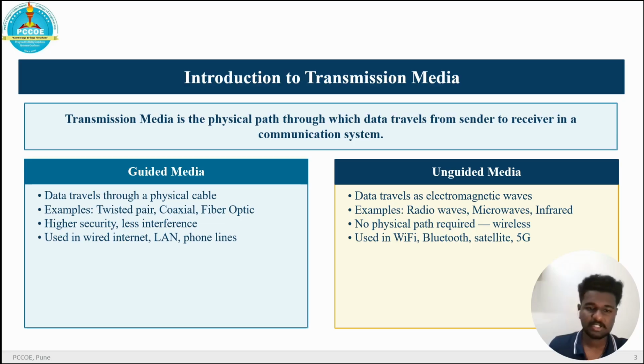The second is unguided media. Unguided media, also called wireless or unbounded media. Here, data travels as electromagnetic waves through the air. No physical cable is required. Examples include radio waves, microwaves, and infrared. These are used in Wi-Fi, Bluetooth, satellite communication, and 5G networks.